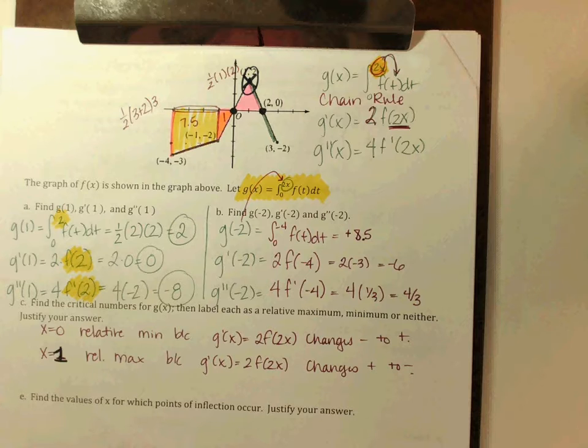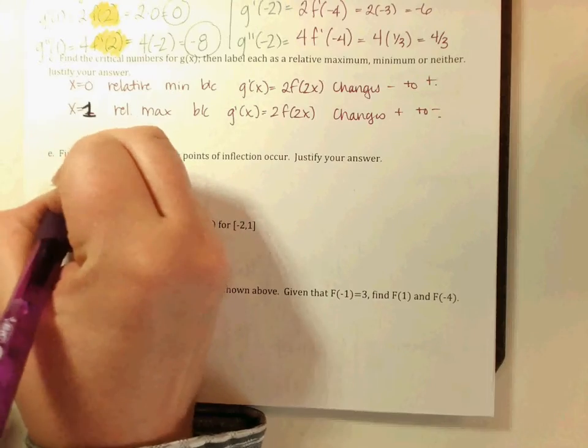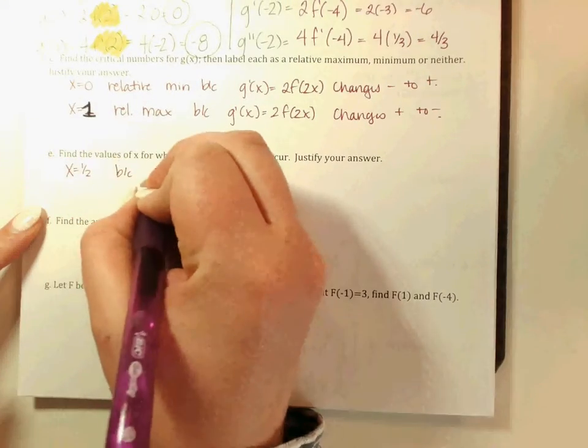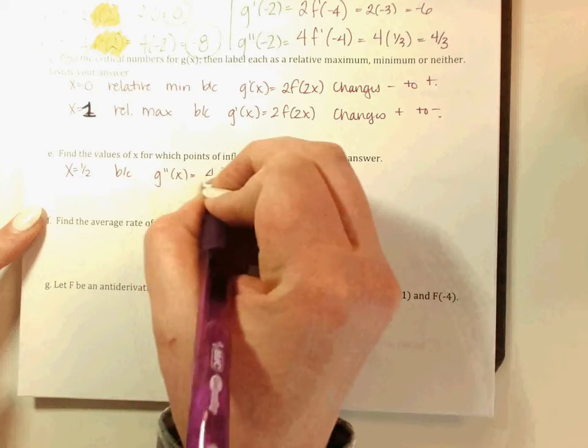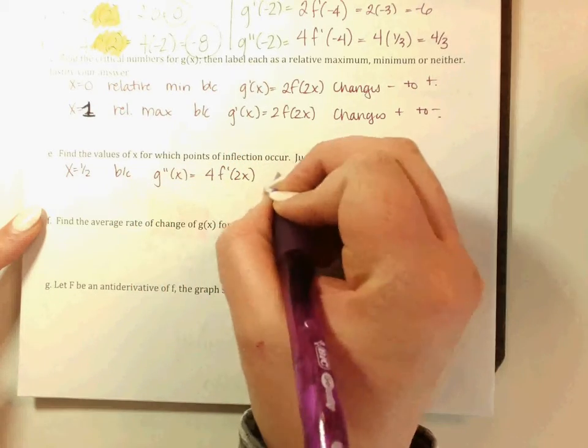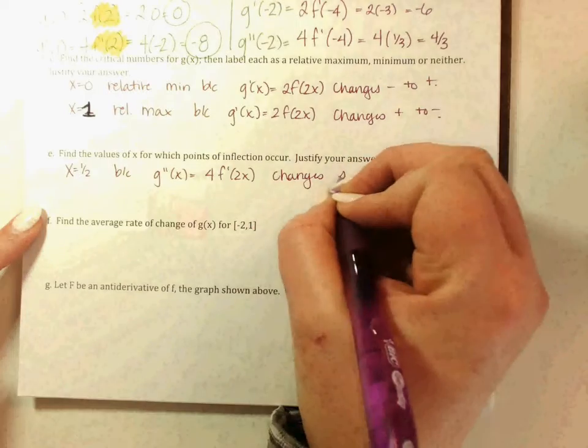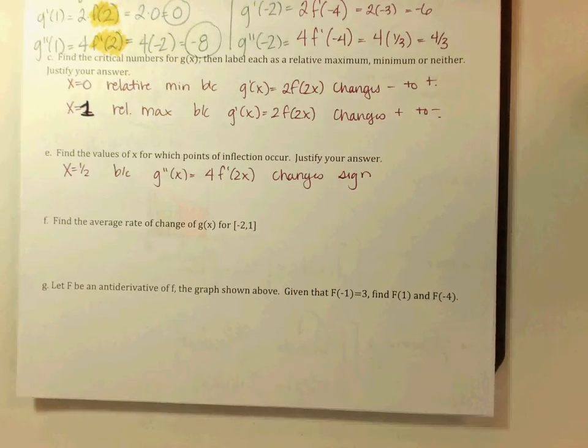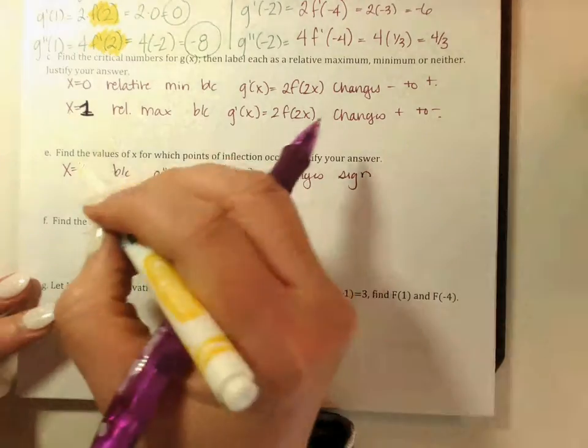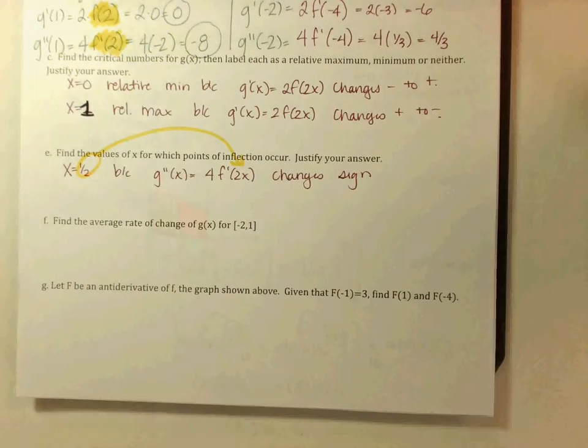1/2 or 0.5. Because what's half of 2? 1. And that's where the slope change happens. Does that make sense? Okay, so that's the one thing that's kind of weird about the chain rule ones. So let's write it out. We want x at 1/2 because g double prime, which is 4f prime of 2x, changes sign. And then remember that when I plug this 1/2 into this x spot, I'm going to get a 1 in the middle, and that's where the slope of f really changes.